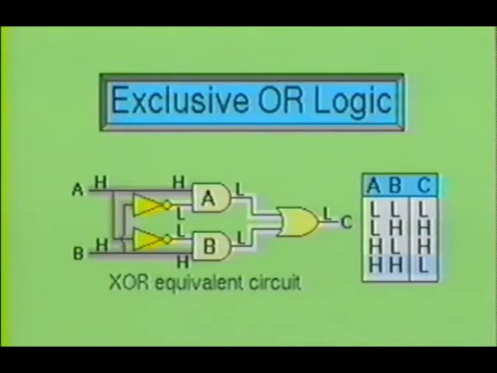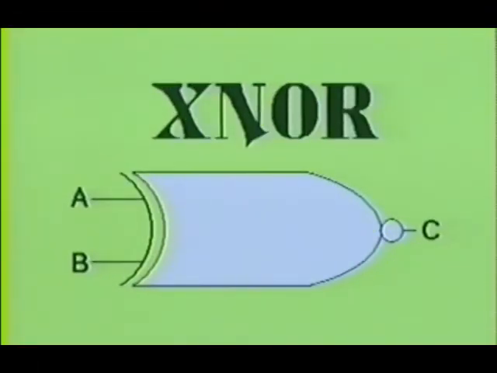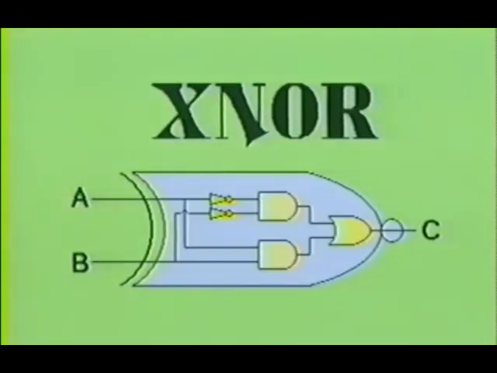The 2 low inputs being fed into the OR gate will produce a low output, as you will notice on the truth table. You may have also noticed that the exclusive OR gate has a special characteristic of producing a low output when both input signals are the same. Next, we will examine the exclusive NOR gate. Here we see the equivalent circuit of the exclusive NOR gate.